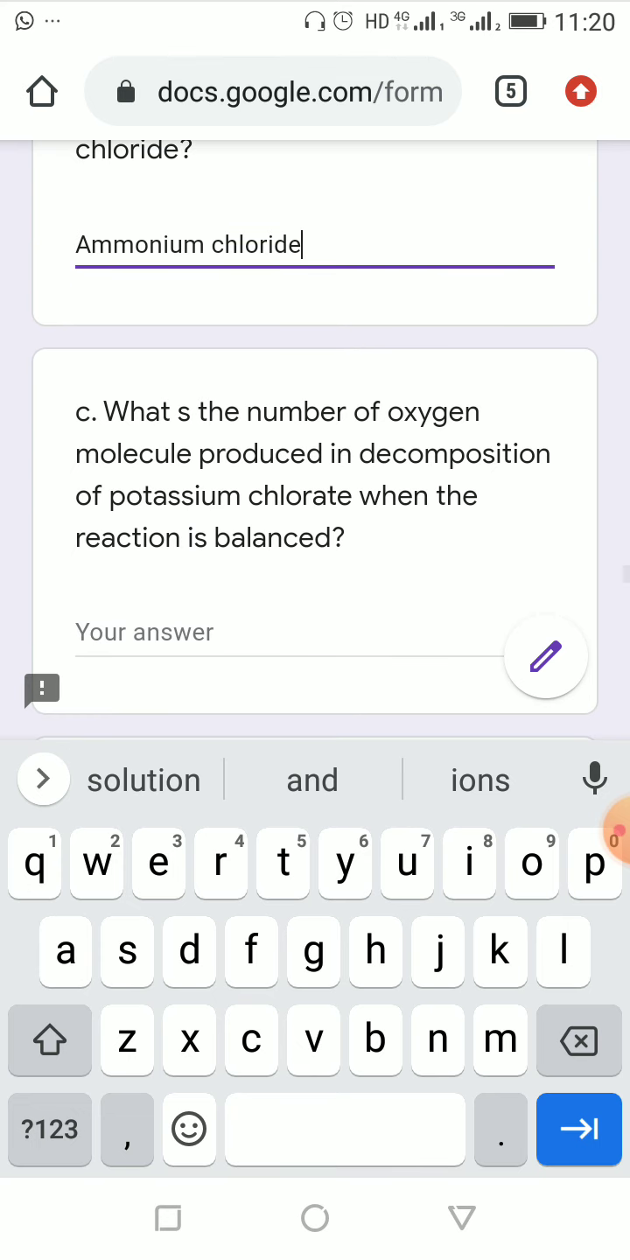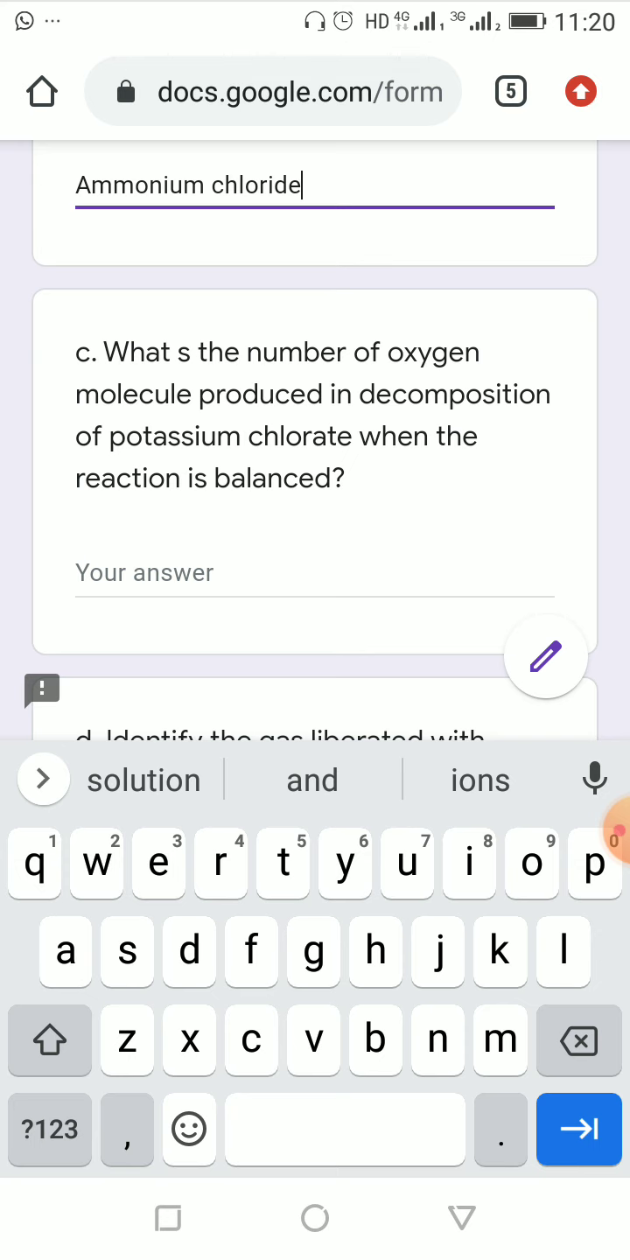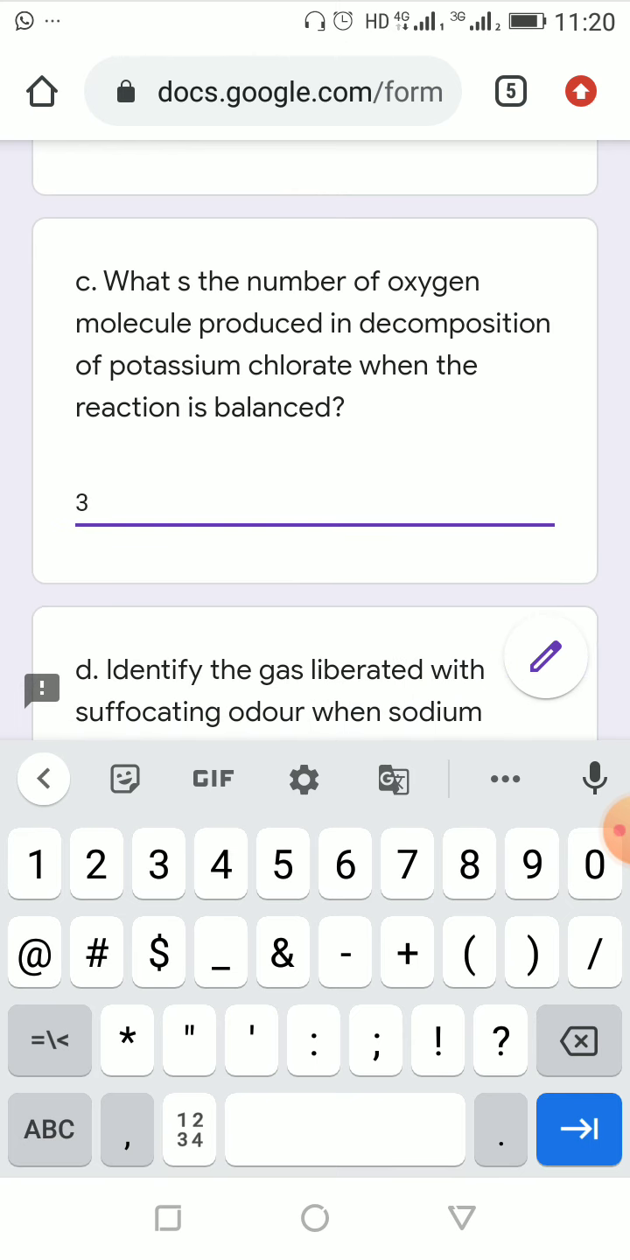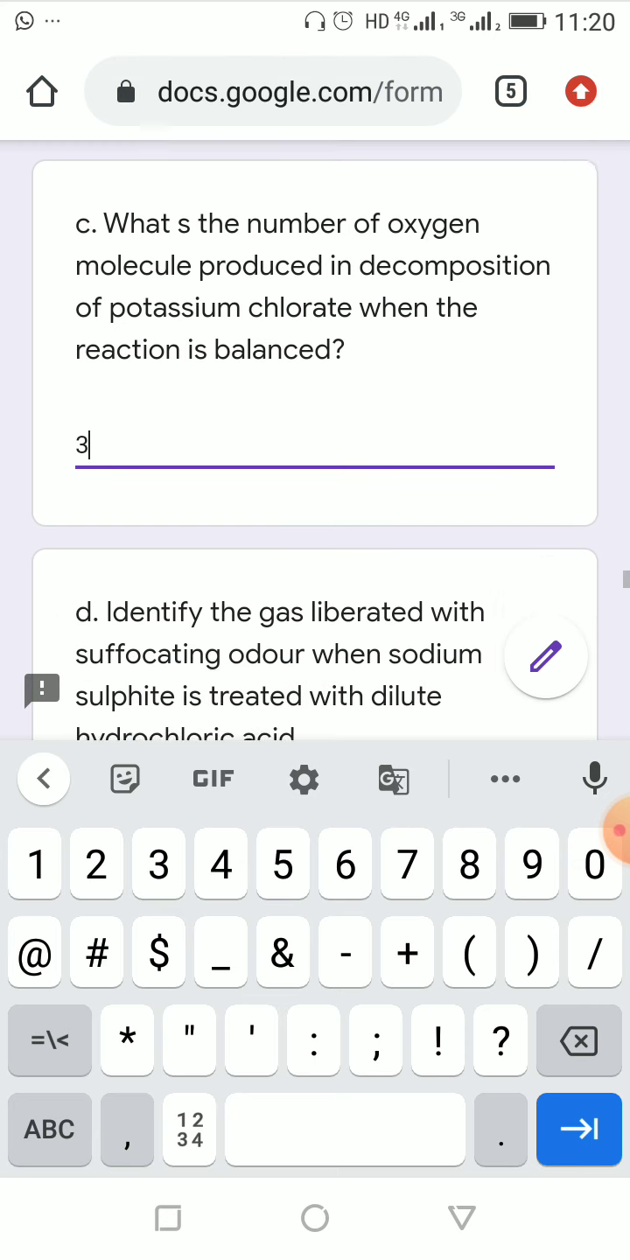What is the number of oxygen molecules produced in decomposition of potassium chlorate when the reaction is balanced? We know the balanced reaction of potassium chlorate. When the reaction is balanced, 2 KClO3, when this will decompose, we will be getting 2 KCl and 3 O2. So there will be 3 oxygen molecules produced.